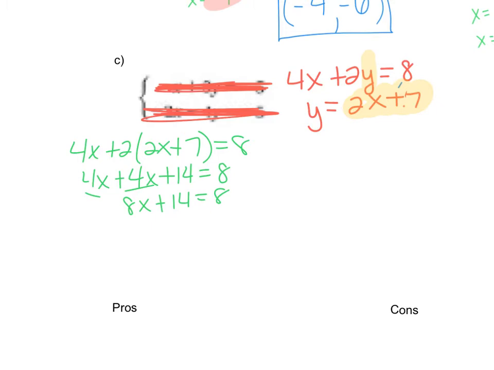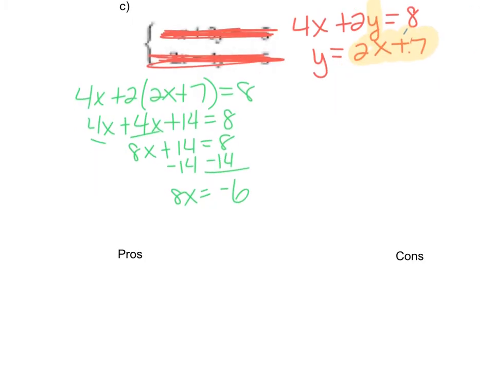Oh, sorry, doing the wrong thing. Subtract 14 from both sides. 8x equals, what would that be? -6. Hey, we're gonna have some more fractions, that's okay. So divide by 8, divide by 8. X equals -3/4.